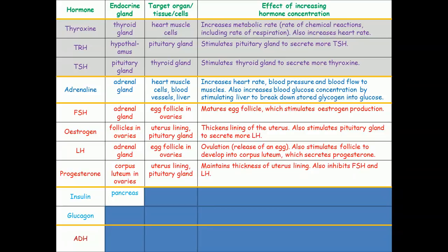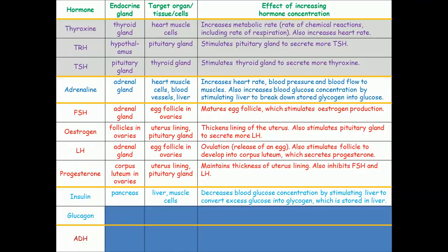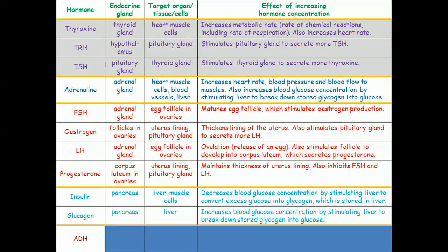Insulin is produced by the pancreas, and its target organ is the liver and also muscle cells. It decreases blood glucose concentration by stimulating the liver to convert excess glucose into glycogen, and then this glycogen is stored in the liver. Glucagon is also secreted by the pancreas. It has the same target organ, the liver, and its effect is it increases the blood glucose concentration by stimulating the liver to break down stored glycogen into glucose.